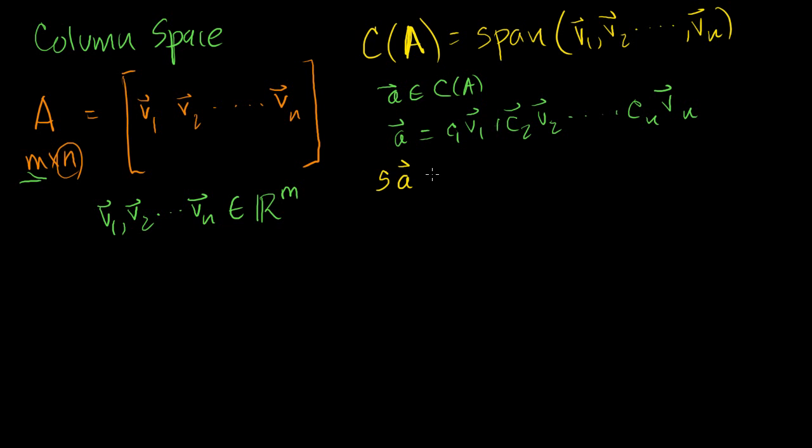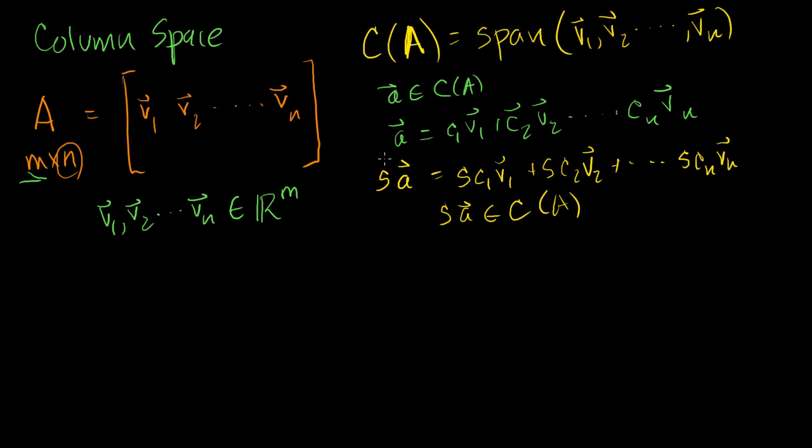Well, s times A would be equal to s c1 v1 plus s c2 v2 all the way to s cn vn, which is once again just a linear combination of these column vectors. So this sA would clearly be a member of the column space of A. And then finally, to make sure it's a valid subspace, and this actually doesn't apply just to column spaces, this applies to any span. This is actually a review of what we've done in the past.